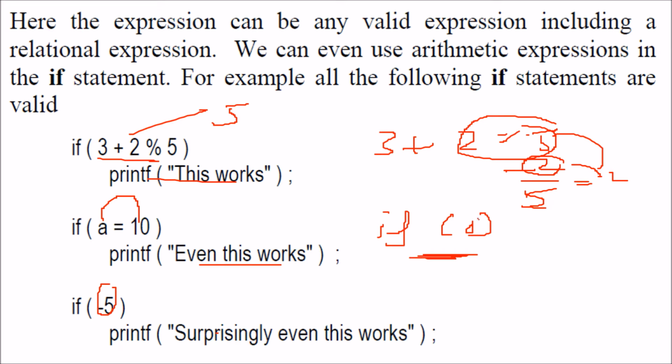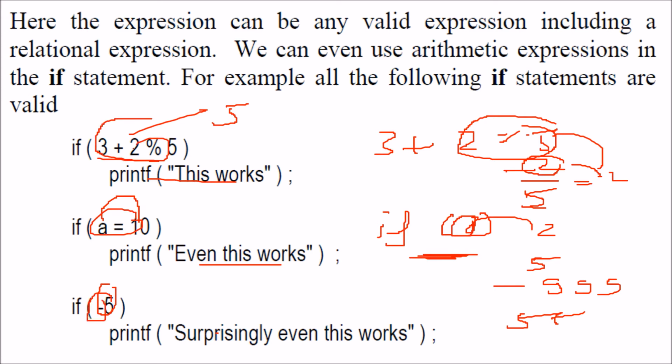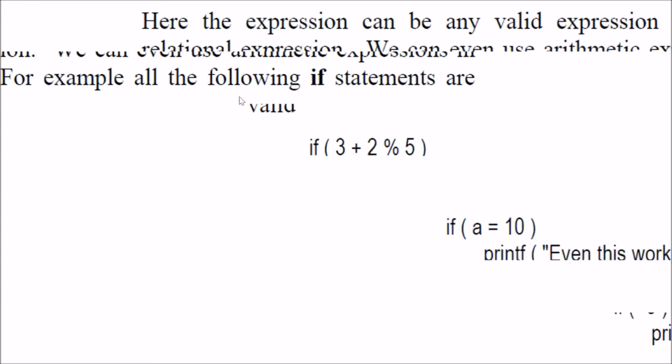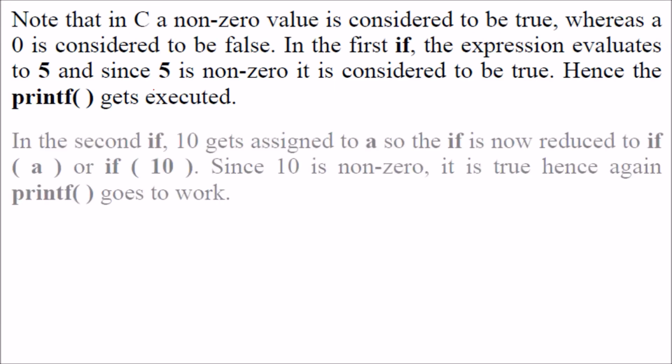Otherwise, anything other than 0, it can be 2, it can be 5, it can be minus 999, it can be 55, anything you give other than 0, this will be treated as true. I hope I am clear. Apart from 0, anything which comes here, if it is 0, the condition is false. If you give any number here, the compiler in C is going to take it as true. I hope you got the idea.